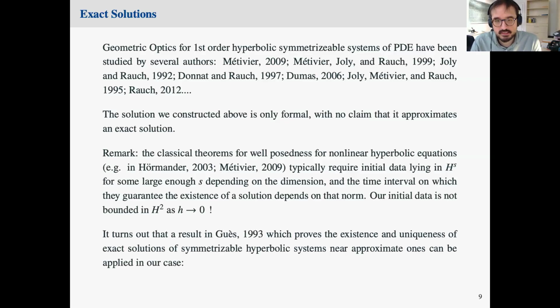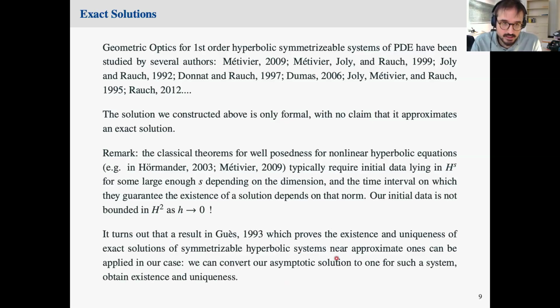But it turns out that there is a result which proves the existence and uniqueness of exact solutions for symmetrizable hyperbolic systems, and we can apply his theorem. And so basically we can convert our asymptotic solution to one for such a system and obtain existence and uniqueness.